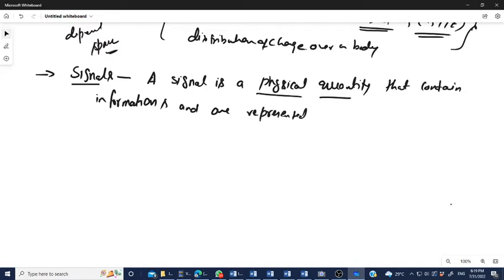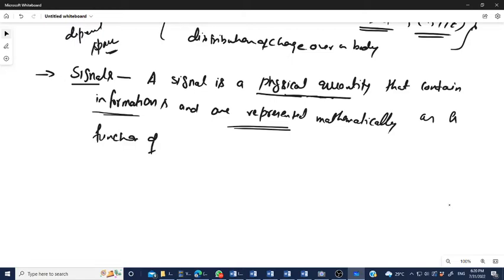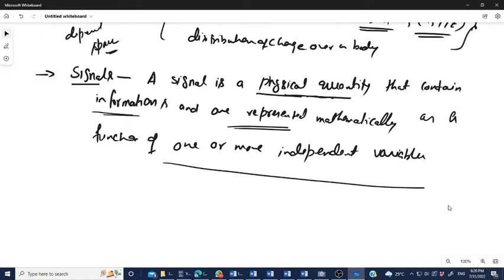Now it is very important. It should be a physical quantity, as well as contain information, and be represented mathematically as a function of one or more independent variables. It is a very important definition, a very important criterion for passing this definition of signals.